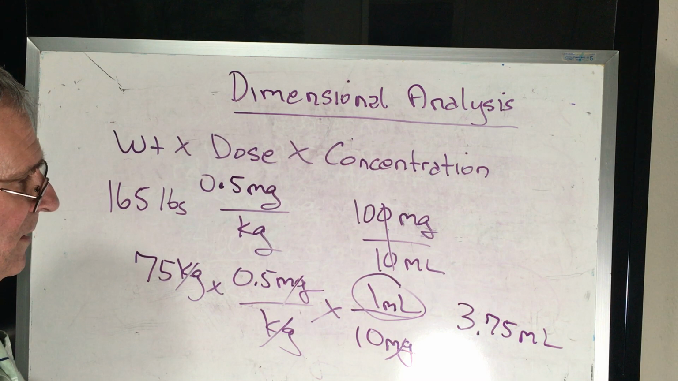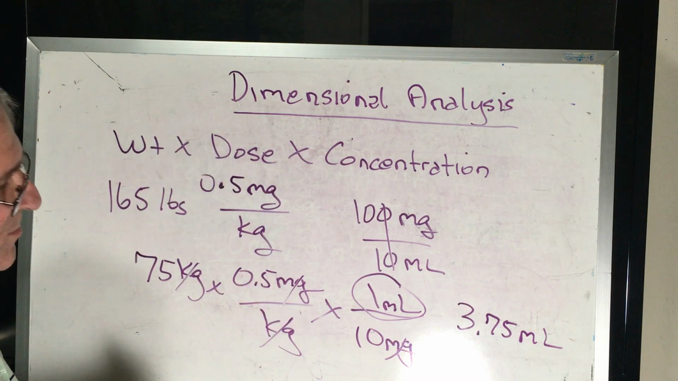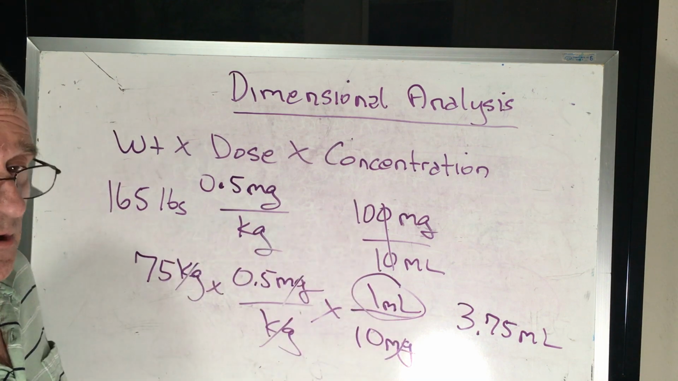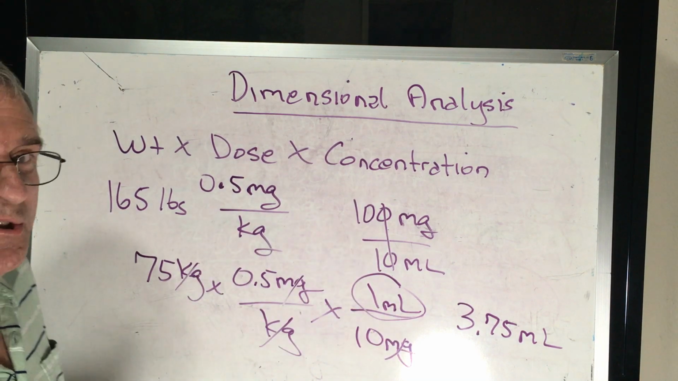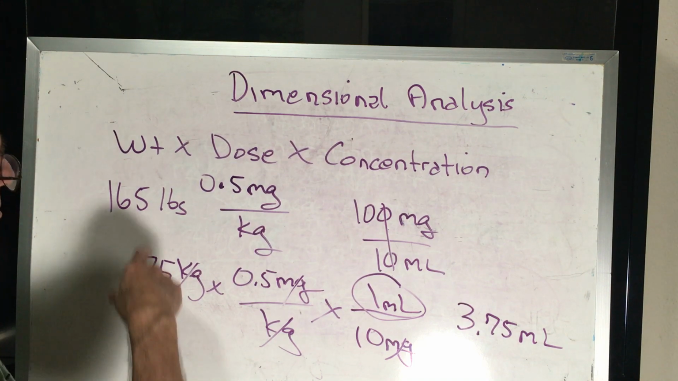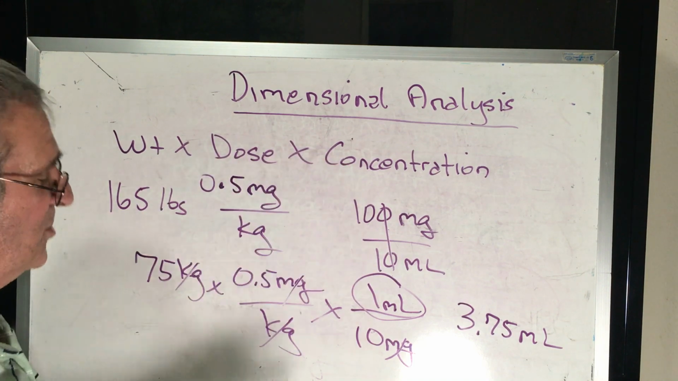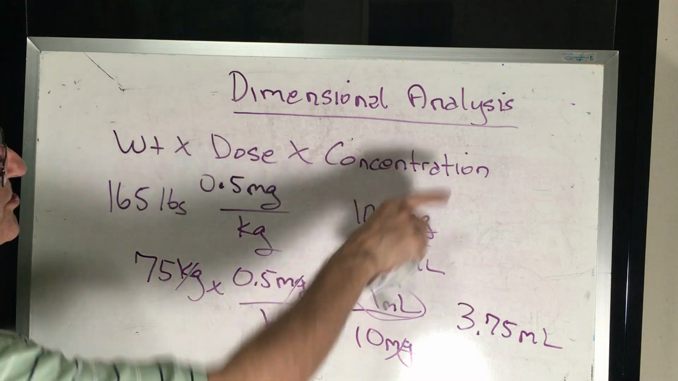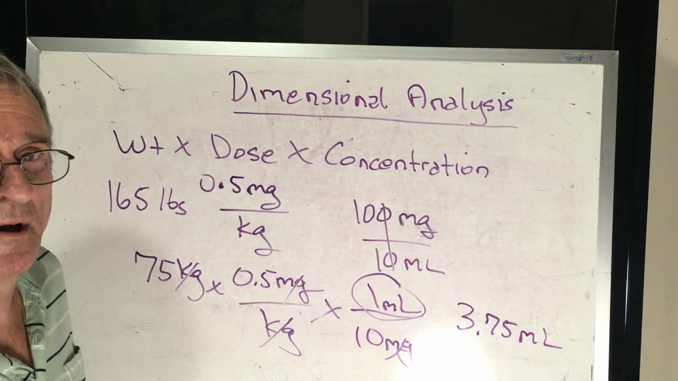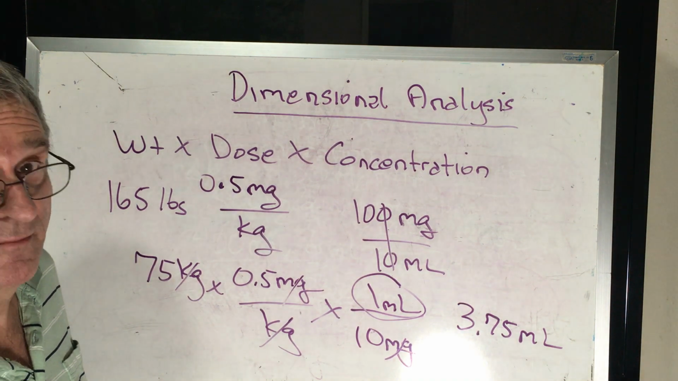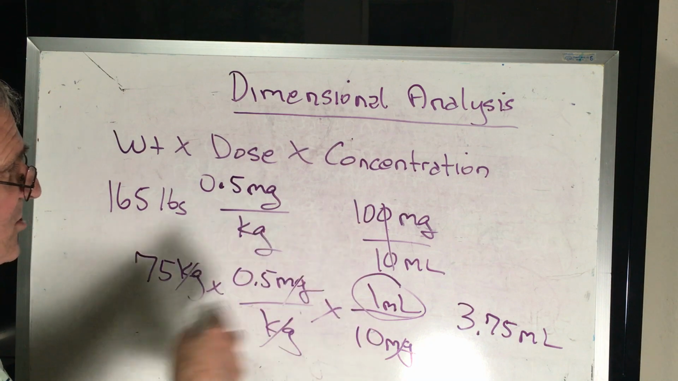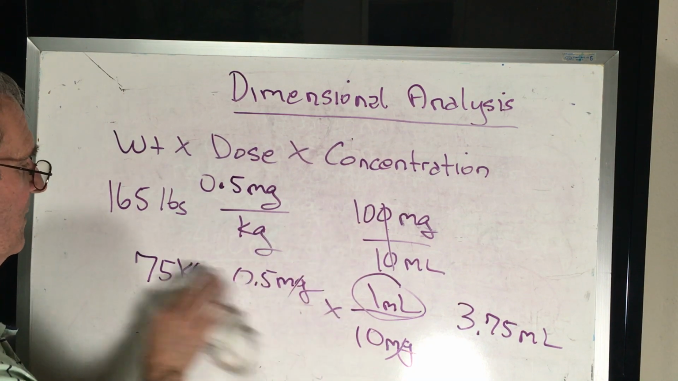Okay? So the thing about dimensional analysis is that if you set it up right, you're left with only the unit you want. That's how you check your setup to see if you've done it right. But if you always start out with the weight times dose times concentration, and again, the concentration is the amount on hand or how supplied or any number of ways that they write it. That's the amount you have.